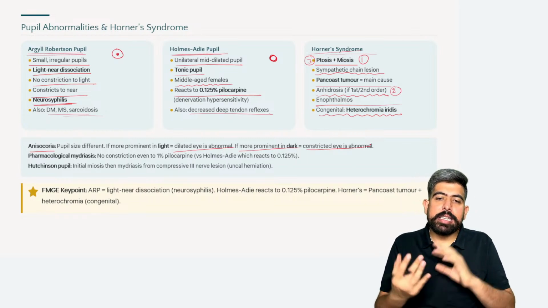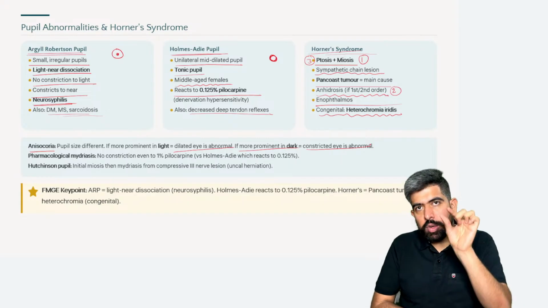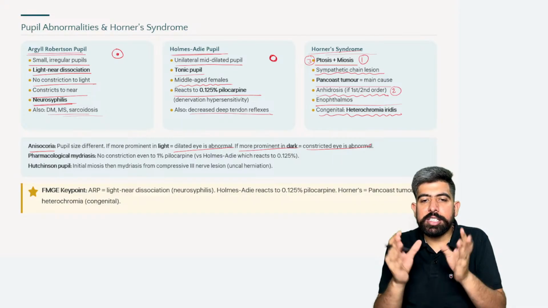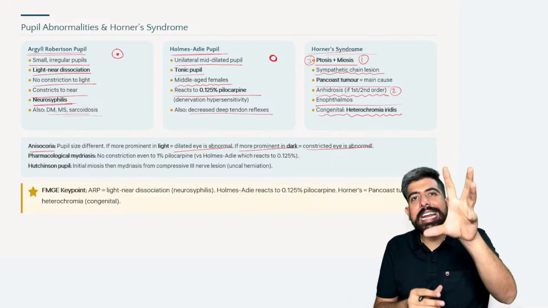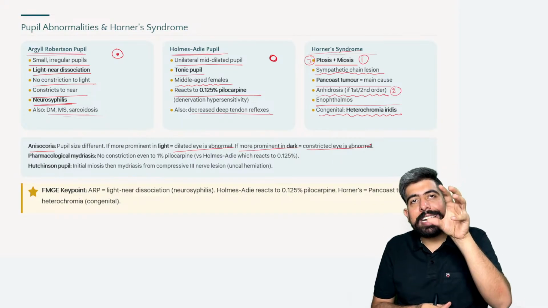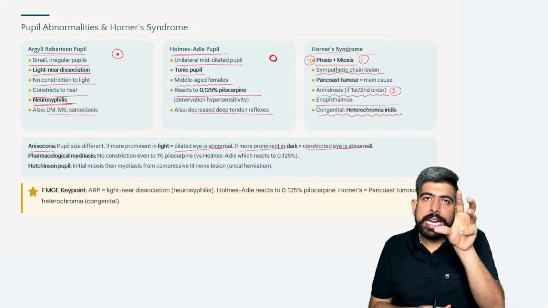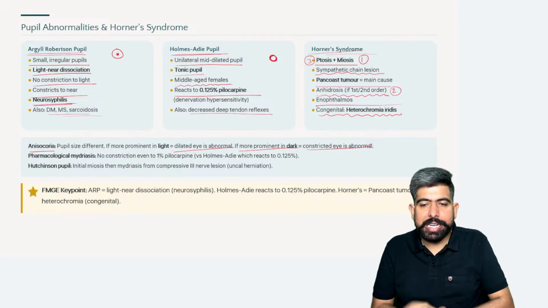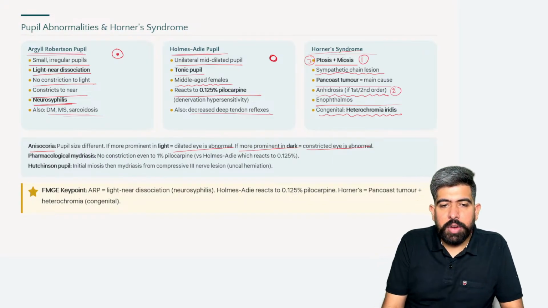Or if we see it in the dark condition, whichever eye is constricted in the dark, that is the abnormal one, because in the normal condition, what should happen in light? Constriction. In dark there should be dilatation. So if it is dilated even in light, then it is affected, and if it is constricted in the dark, then of course that eye is affected.